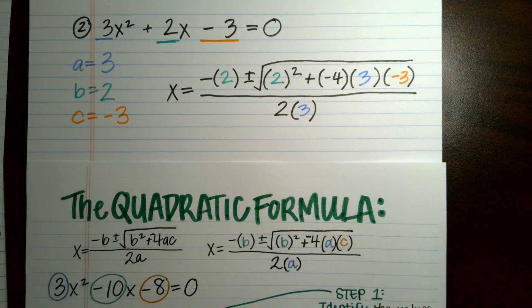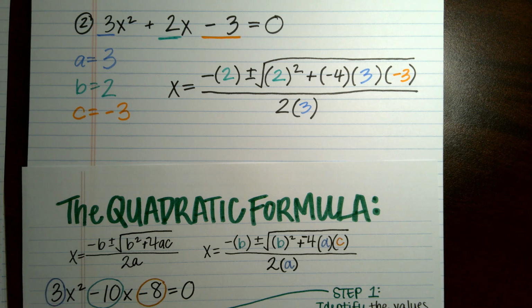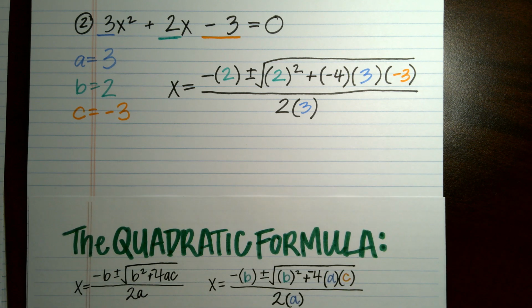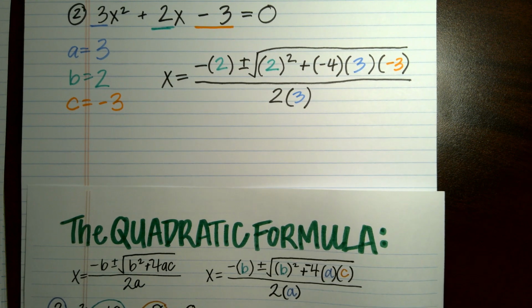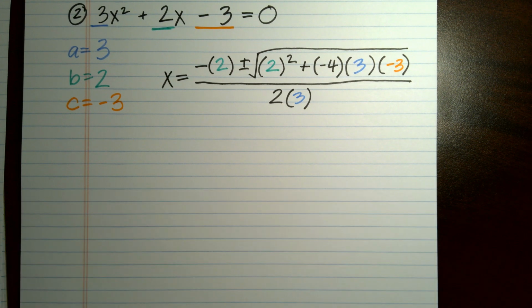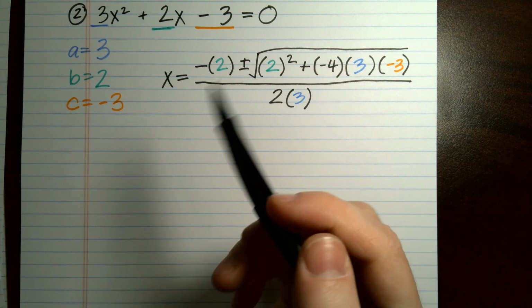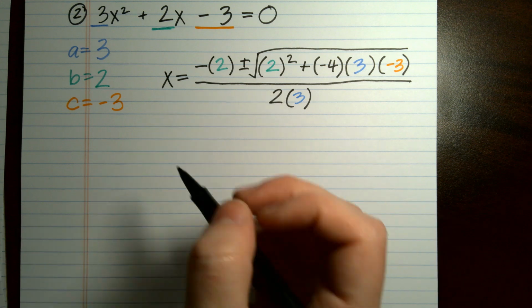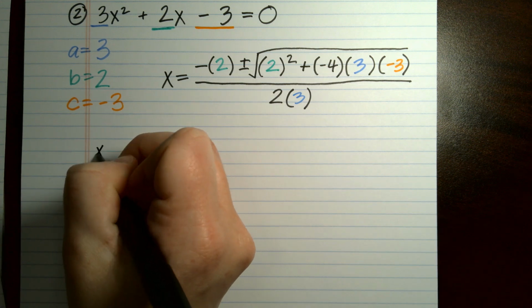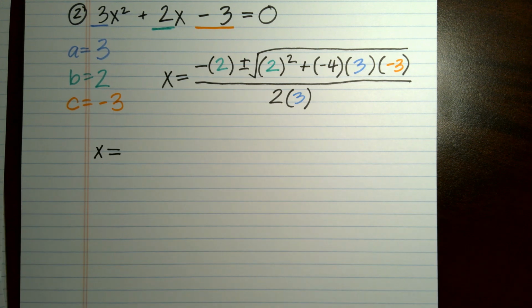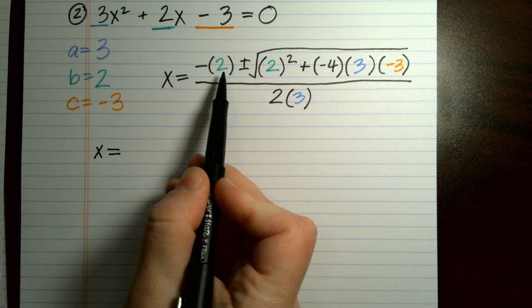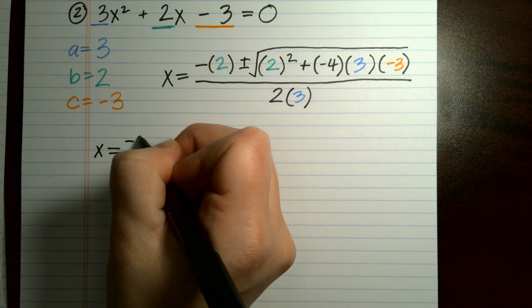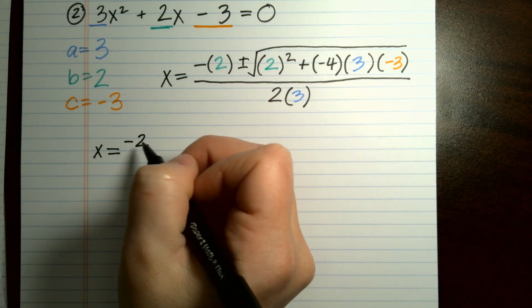Okay. Give everybody a minute to get all those written in. And we're going to simplify what we can before we move forward. So let's go left to right. I'm going to start by putting x equals again. We just got x equals -2 plus or minus.